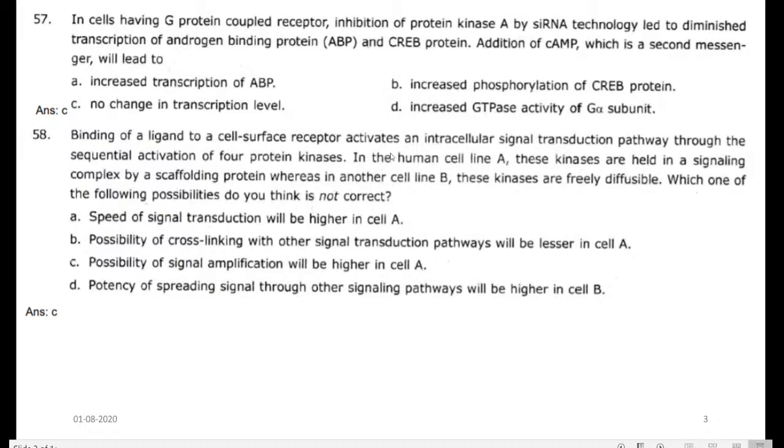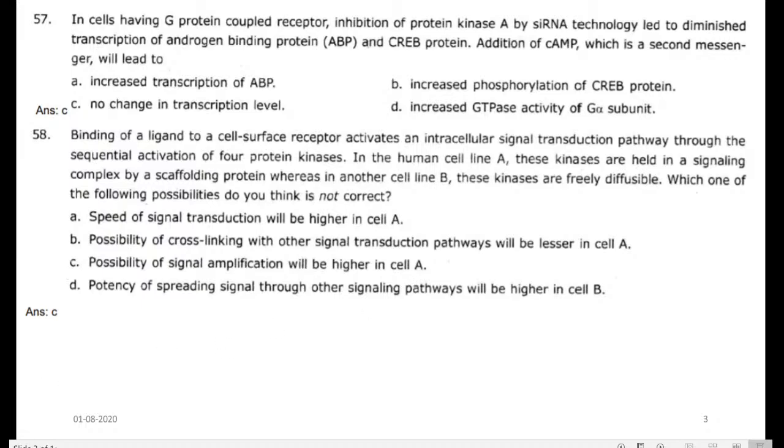In human cell line A they are doing complexing. The protein kinases are held in a signaling complex by a scaffolding protein, whereas in cell line B these kinases are freely diffusible. Which one of the following possibilities is not correct? Here the incorrect one is answer C.